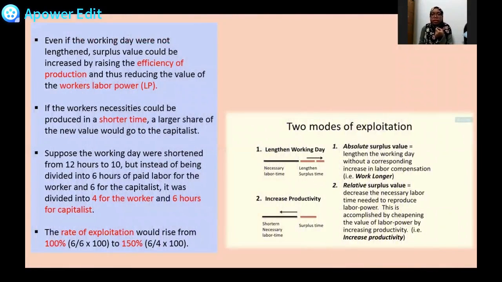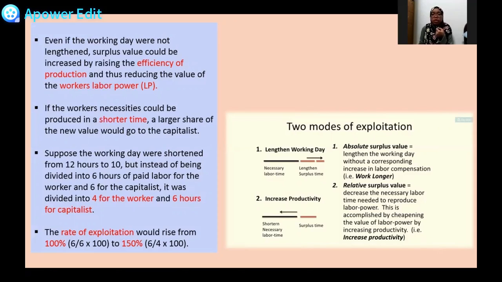Next, even if the working day does not lengthen, surplus value could be increased by raising the efficiency of production and thus reducing the value of the workers' labor power. If the workers' necessities could be produced in a shorter time, a larger share of the new value would go to the capitalists. Suppose the working day was shortened from 12 hours to 10 hours, but instead of being divided into 6 hours of paid labor for the workers and 6 for the capitalists, it was divided into 4 for the workers and 6 for the capitalists.